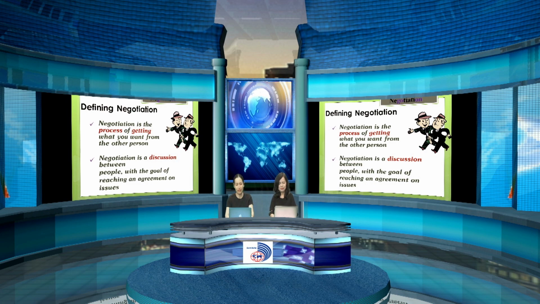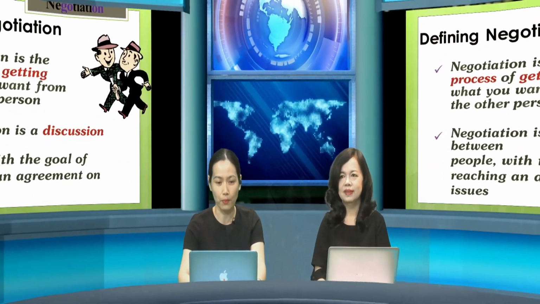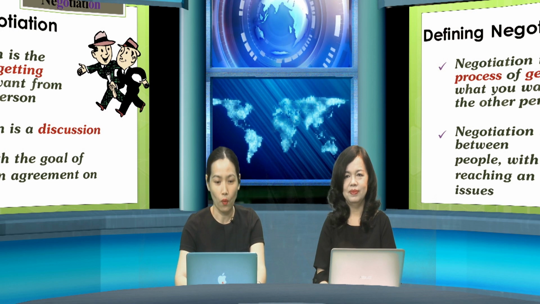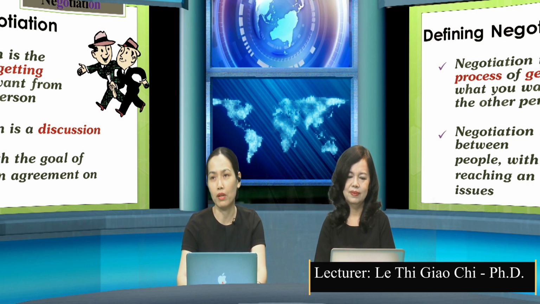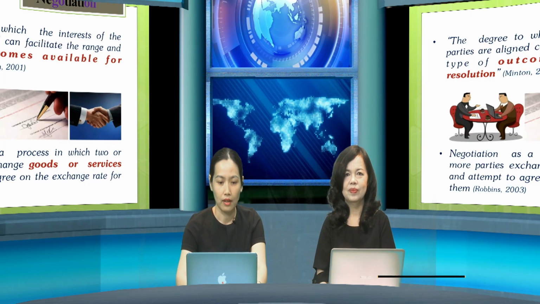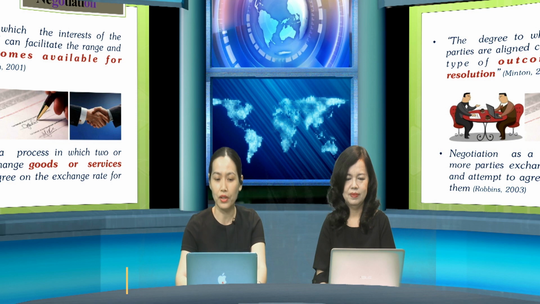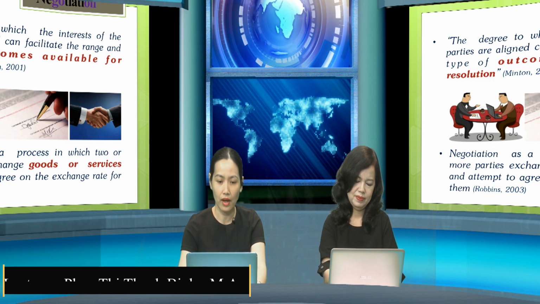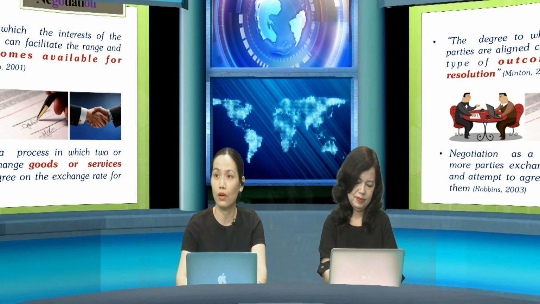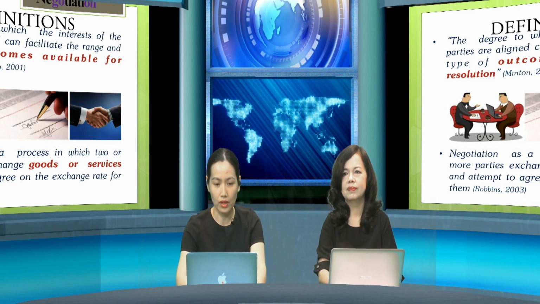Thank you. So you see that there are a lot of working definitions of negotiation. In a simple way, negotiation is the process of getting what you want from others. Or negotiation can be a discussion between people so that we can reach an agreement on an issue. On an academic level, from the business perspective, Robbins defined negotiation as a process in which two or more parties exchange goods or services and try to agree on the exchange rates for them. Yes, thank you. So we see that there are different kinds of definitions of negotiation.